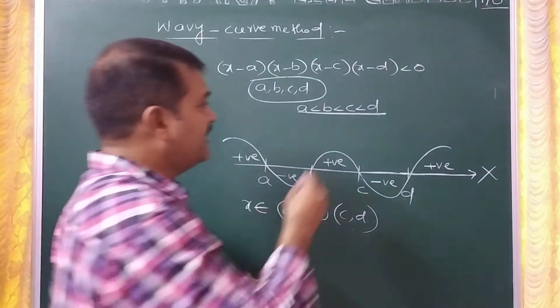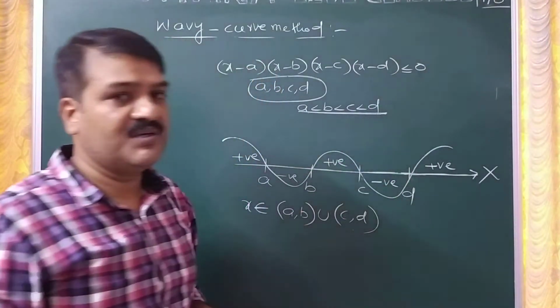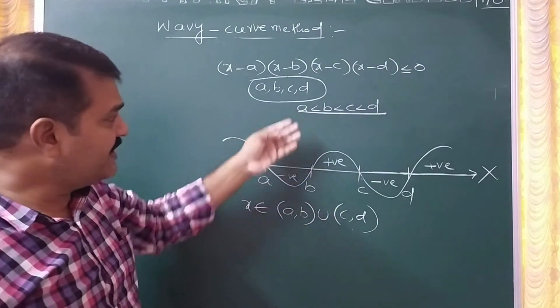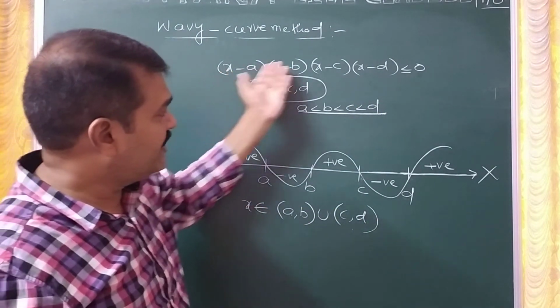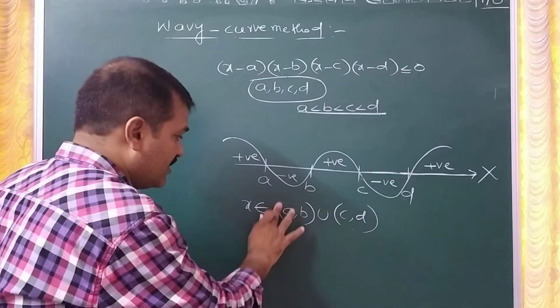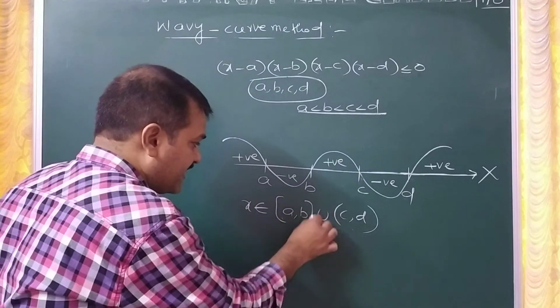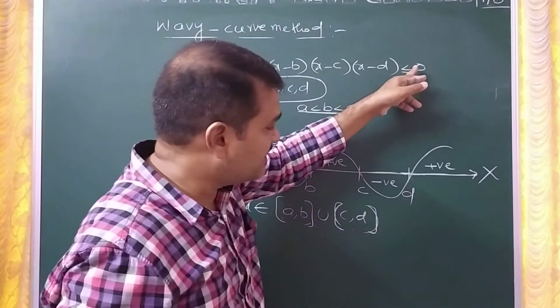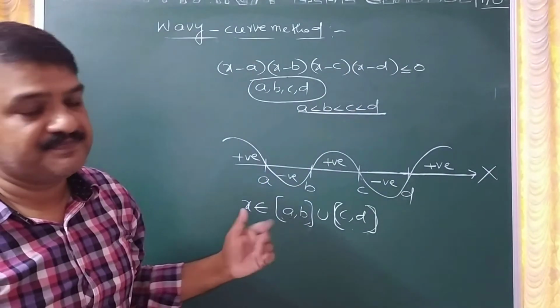For example, if I have less than or equal to 0 here, we can include A, B, C, D also, because even if you take x equal to A, you will get 0. That is valid. So you can include A, B, C, D also. Therefore, I will put closed brackets like this. If only the less than symbol is there, take open brackets.